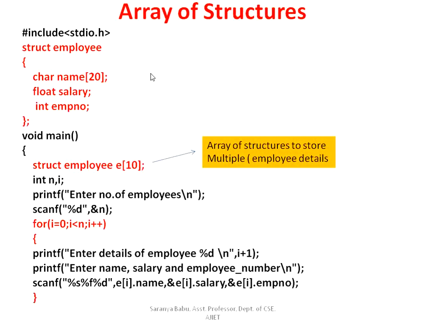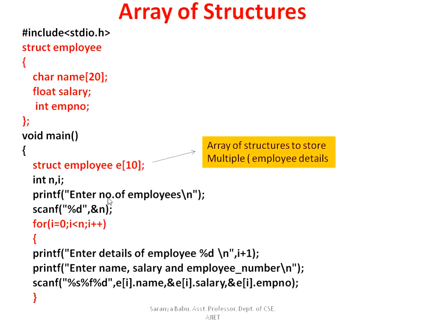Is it clear, everyone? So always when you are having struct employee, remember this: struct employee E of 10. The change comes in the structure declaration part. If it is an array of structures, you have to declare the structure variable as an array. So this indicates it can hold up to 10 employee details.